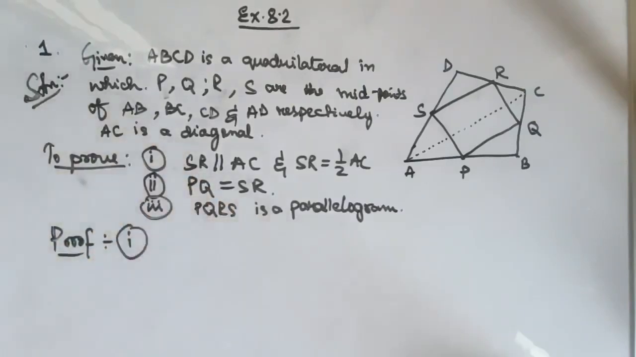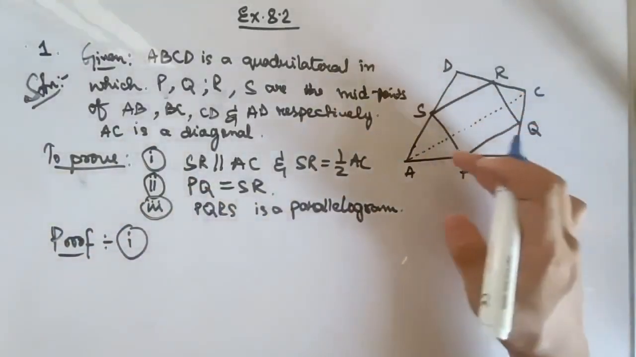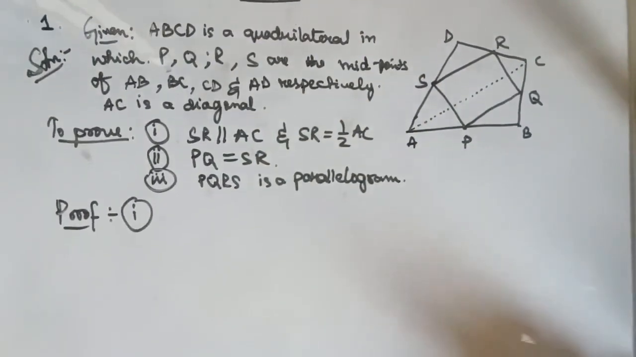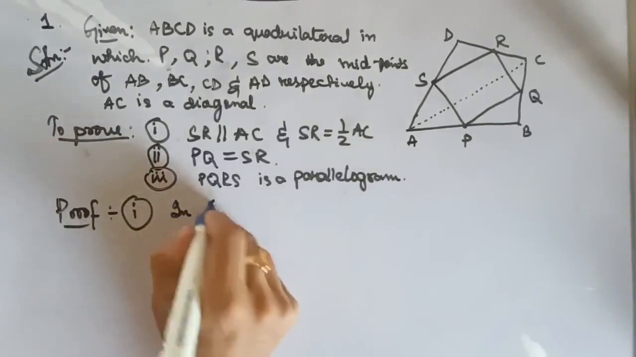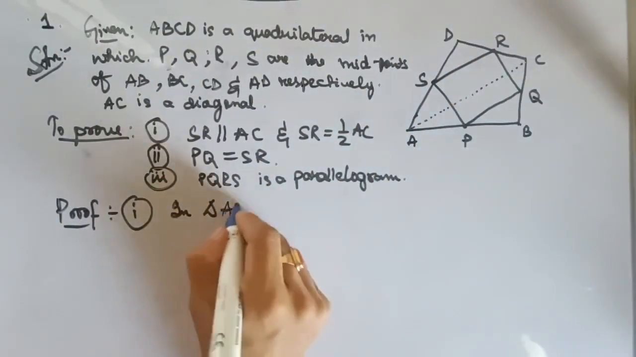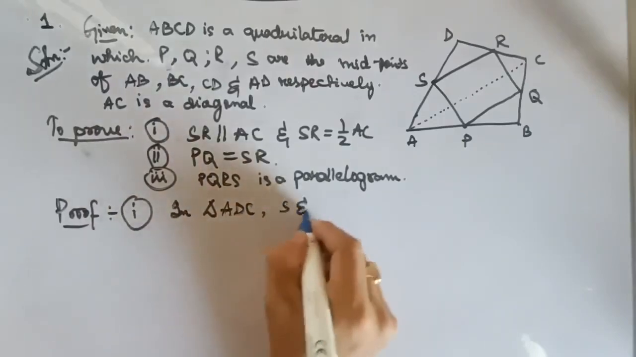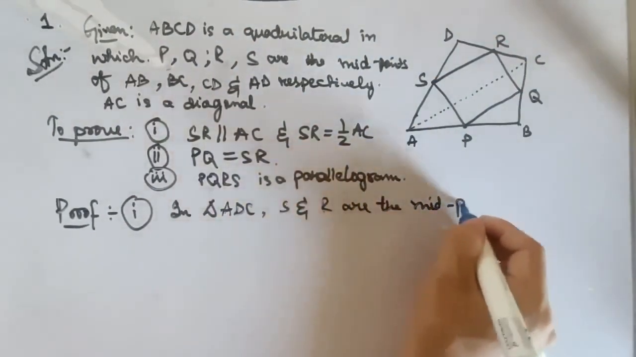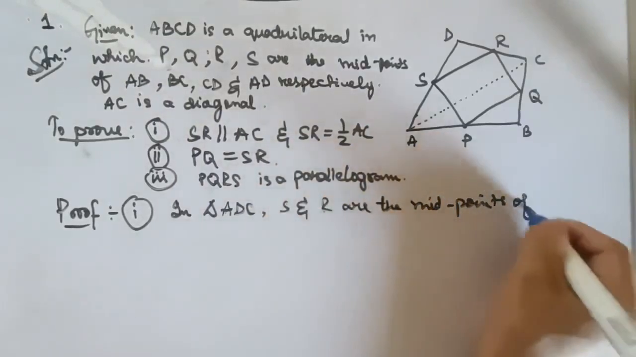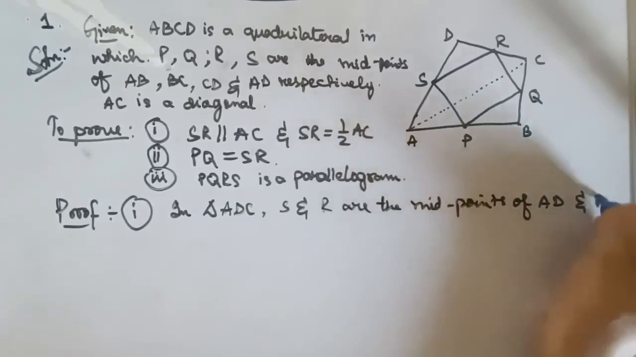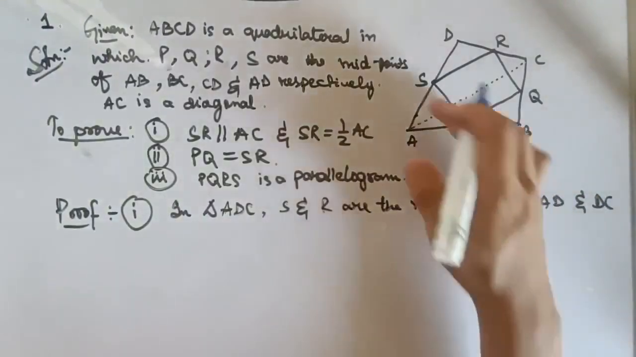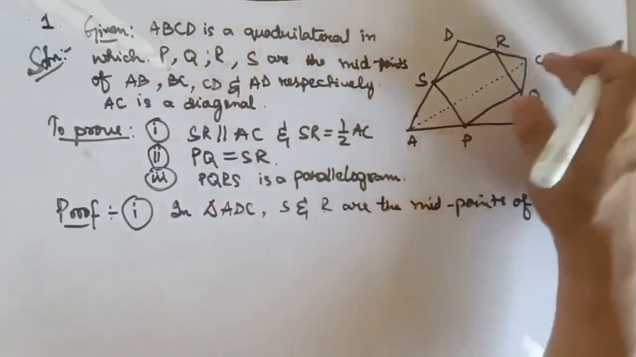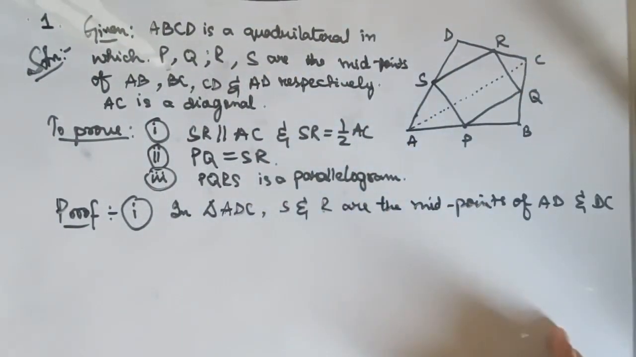Roman number 1. For Roman number 1, we are going to prove SR is parallel to the diagonal AC and SR is half of AC. If you closely observe the figure, in triangle ADC, S and R are the midpoints of the sides AD and CD. So the line drawn joining the midpoints of two sides of a triangle will be parallel to the third side. Here the third side is AC, which is also known as the midpoint theorem.